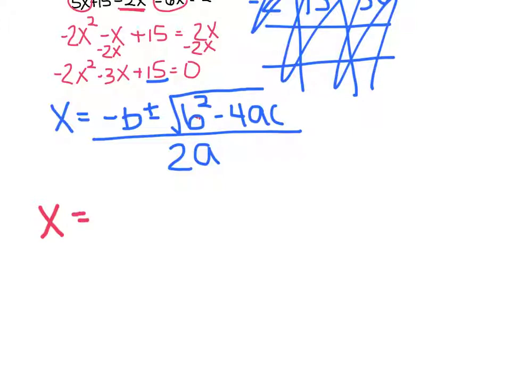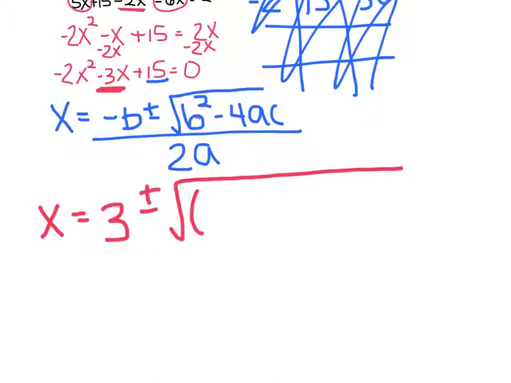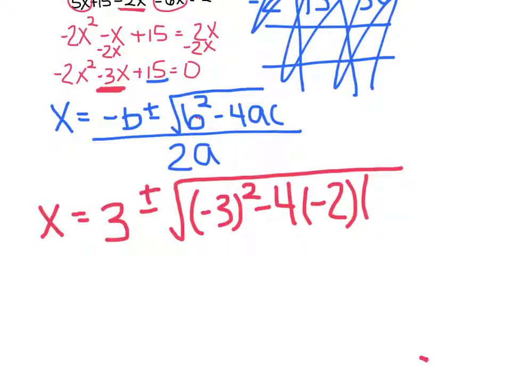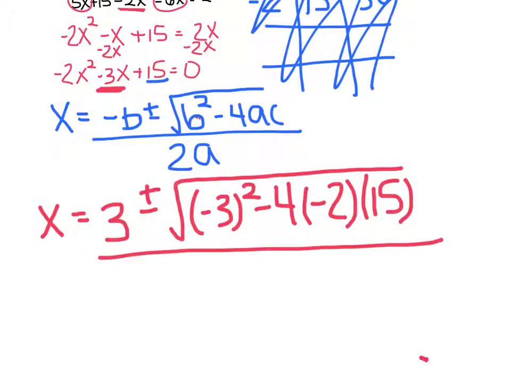X is equal. The opposite of negative 3 is positive 3. Plus or minus the square root. And we're going to be putting in negative 3 squared minus 4 times A, which is negative 2, and C, which is 15, all over 2A.